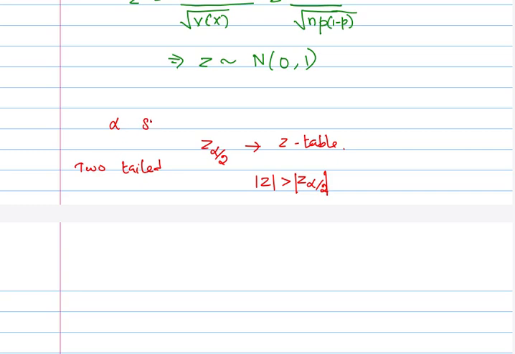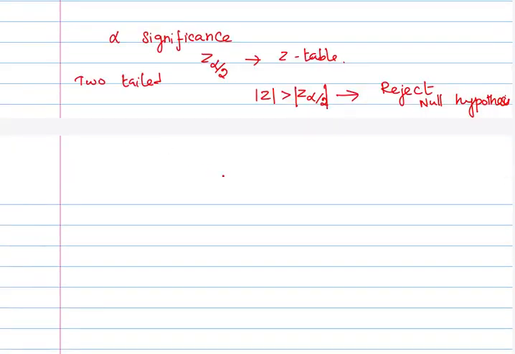at significance level alpha, this implies we reject the null hypothesis. If mod z is less than mod z alpha by 2, then we do not reject the null hypothesis, or H naught.